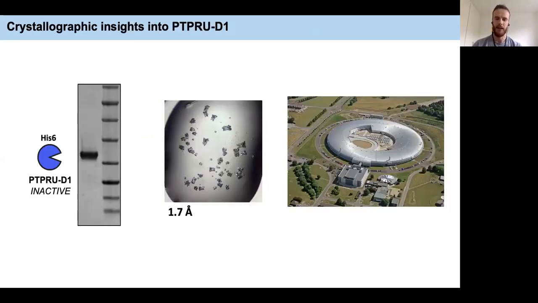So to get a better look at how all these divergent motifs were impacting the catalytic mechanism, we then went to the atomic level. We put the pure protein down in crystal trays, which thankfully grew crystals. We took these to our local beamline in Oxford, and we were able to solve the crystal structure of the PTPRU D1 domain.